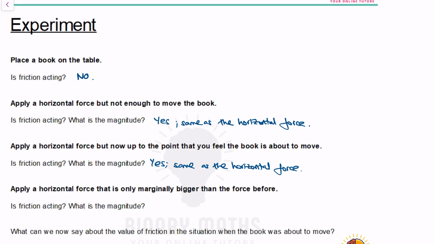Apply a horizontal force that is only marginally bigger than the force before. Is friction acting? What is the magnitude? So yes, it is acting, but obviously friction has reached a maximum because now the book is starting to move. So it's bigger than the force, so friction has a maximum value that has been overcome now.